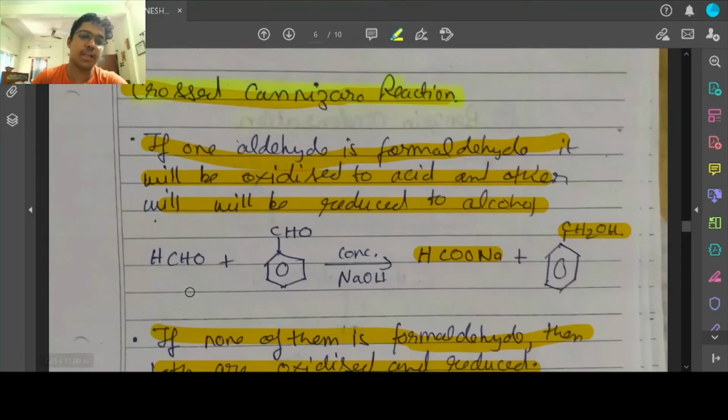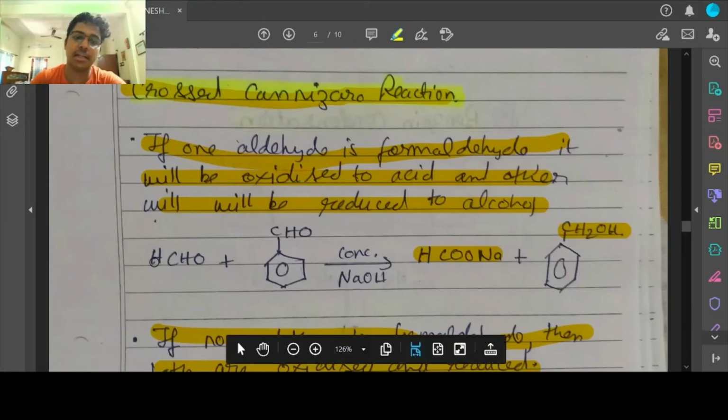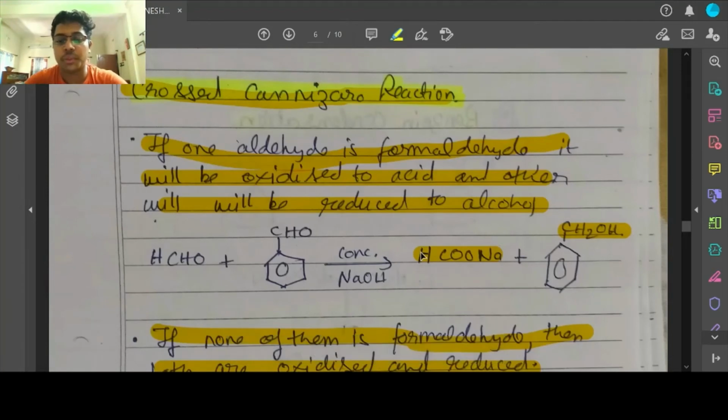And if one of the aldehydes is formaldehyde, then you know it will always be oxidized, and formaldehyde is never reduced. Formaldehyde is always oxidized and never reduced. The other aldehyde present will be reduced, and the formaldehyde will be oxidized. Concentrated NaOH is important because in the Cannizzaro reaction, without concentrated base, the reaction cannot proceed.